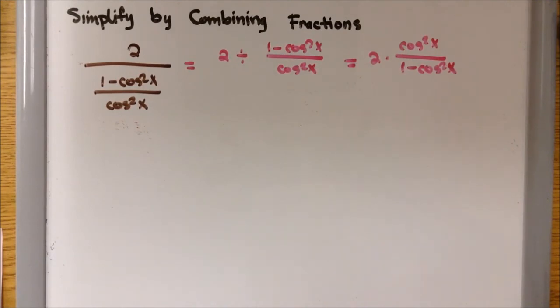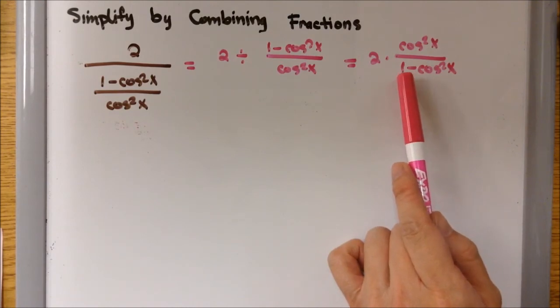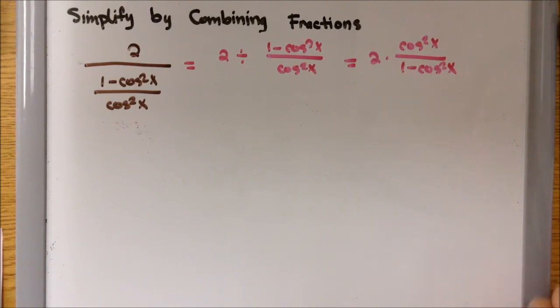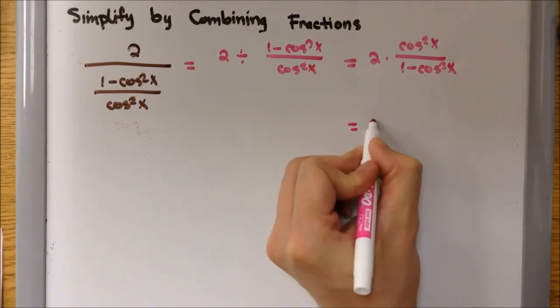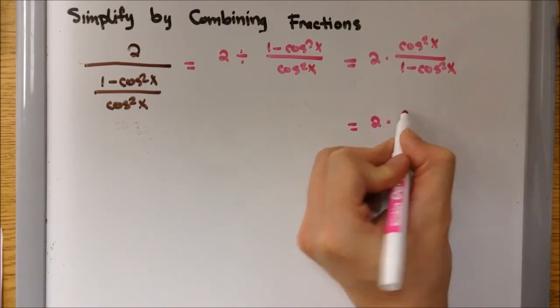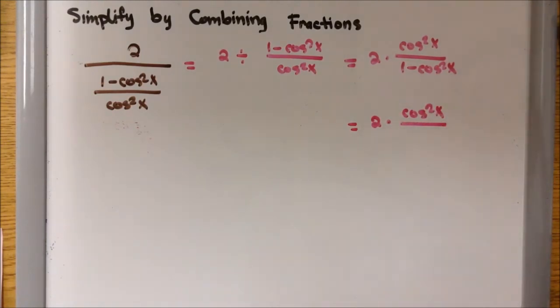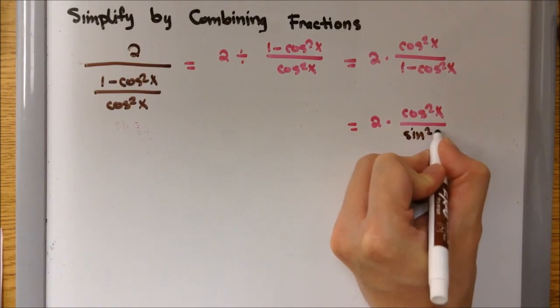Alright. Now, I noticed that for 1 minus cosine square x, we can actually use the Pythagorean identity. Just like in the previous section, since it has a 1 minus cosine square x, that simply is going to be rewritten as sine square x. So we still have the 2 times cosine square x on the top, over, now instead of 1 minus cosine square x, simply sine square x.